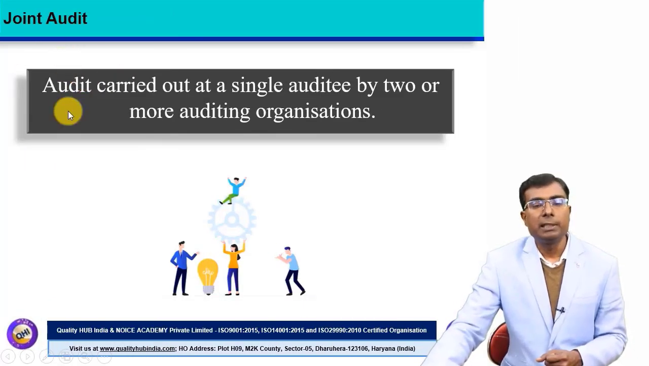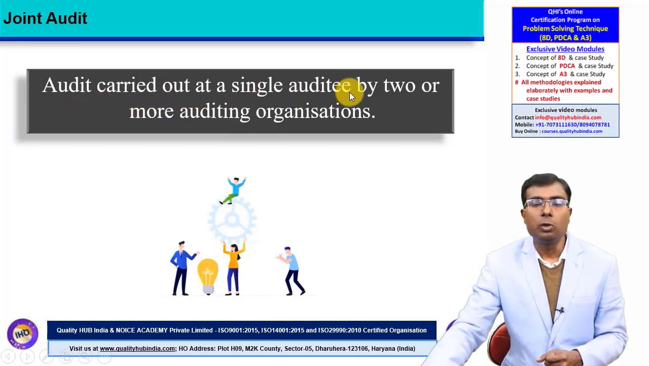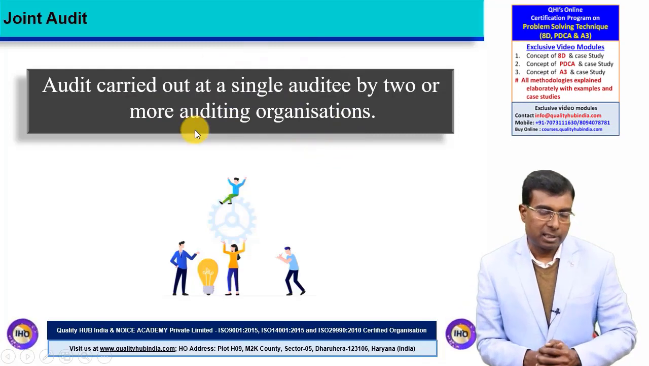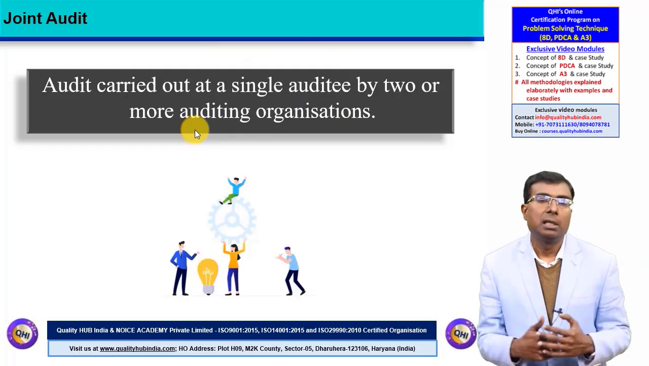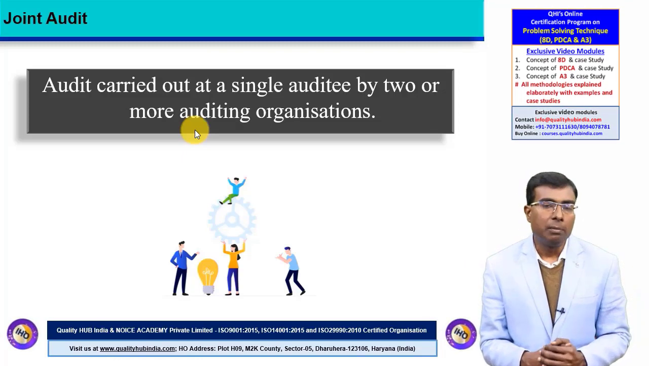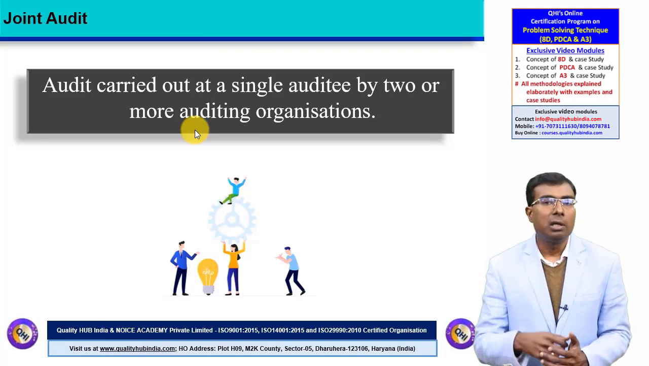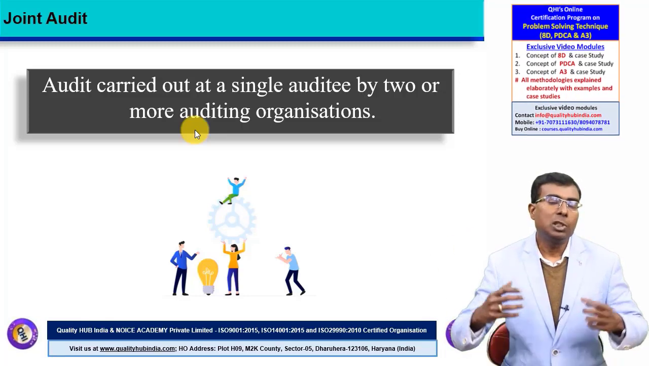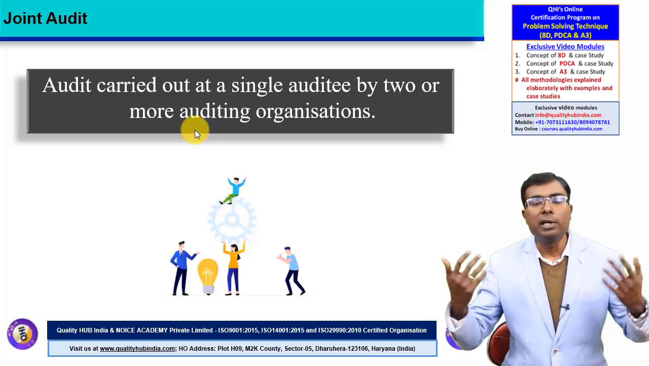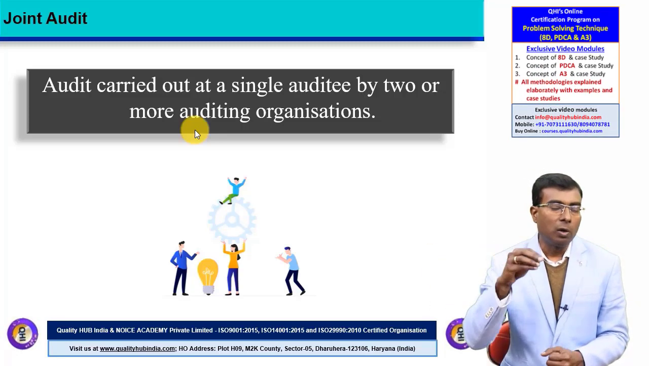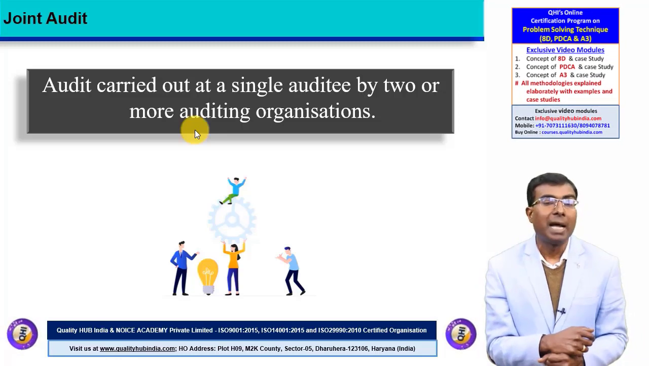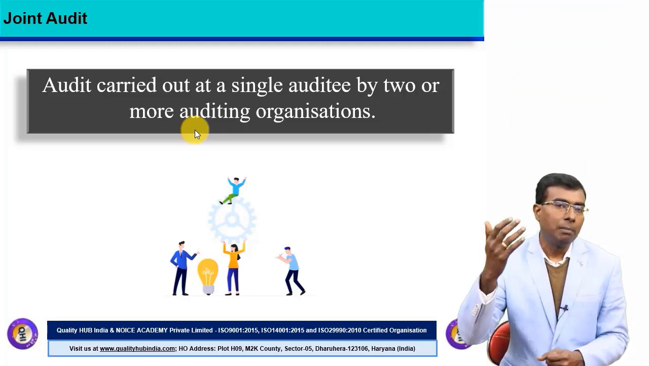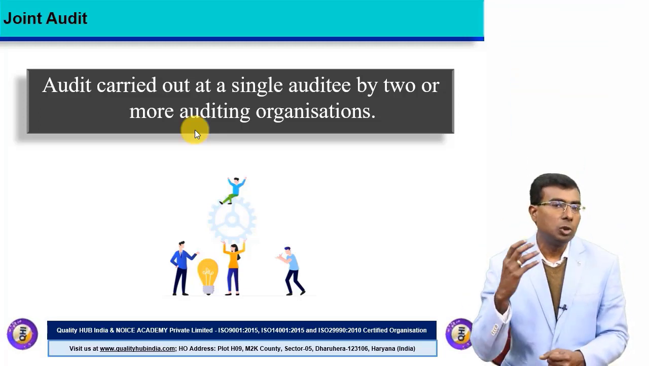So here the definition is an audit carried out at a single auditee by two or more auditing organizations. Let's say there is organization X, and there are two agencies Y and Z. They have come together for conducting audit, one on the quality management system and the other on the environmental management system. So this would be called a joint audit because two auditors have come together to conduct audit on one auditee for multiple management systems. Here the auditee is one and there are multiple organizations who have come together for conducting audit. That's why this is called a joint audit.